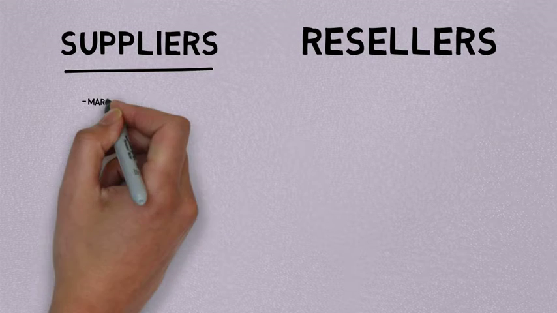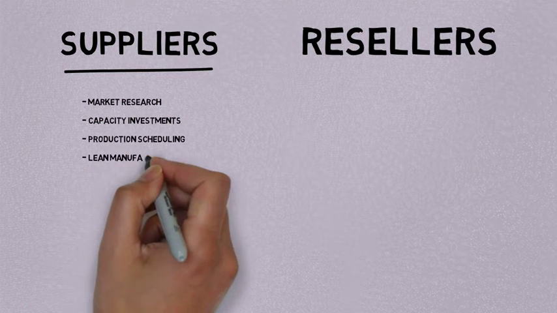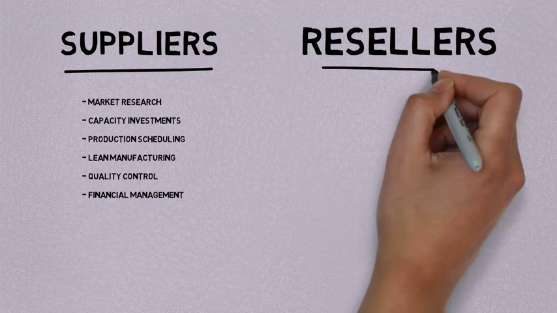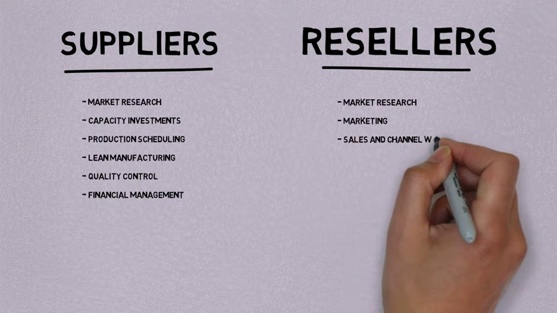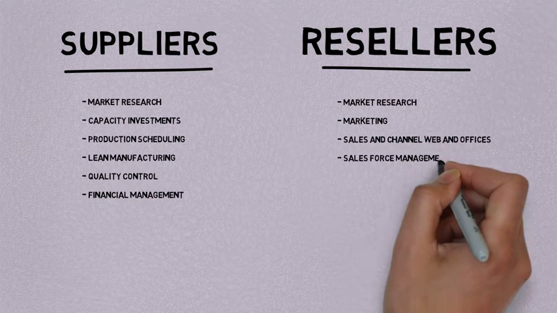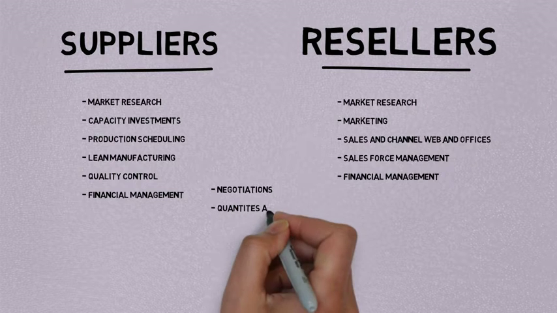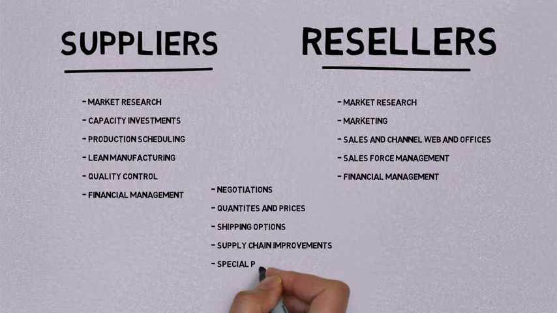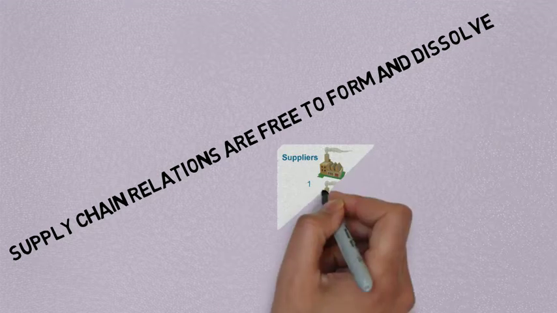Suppliers perform market research, capacity investments, production scheduling, lean manufacturing, quality control, and financial management. Resellers perform market research, marketing, sales and channel web and offices, sales force management, and financial management. Both work together to determine negotiations, quantities and prices, shipping options, supply chain improvements, and special payments. Supply chain relations, keep in mind, are free to form and dissolve.